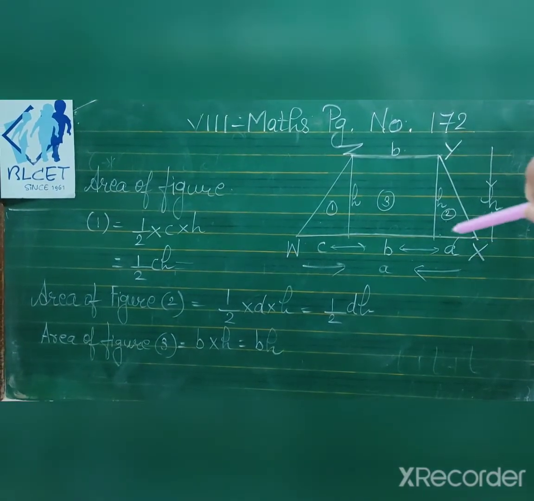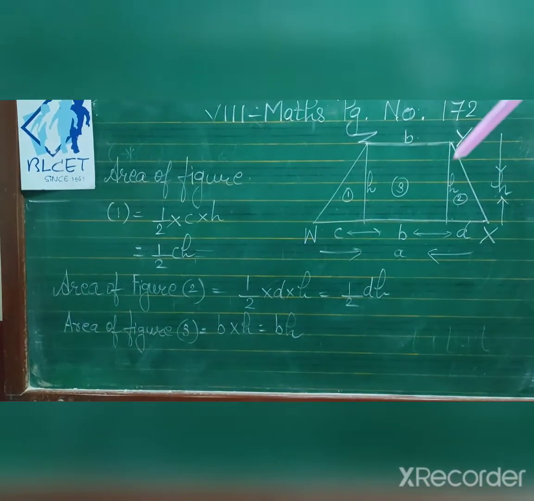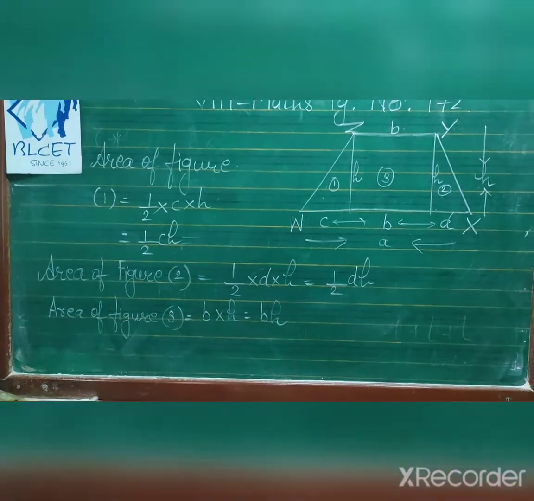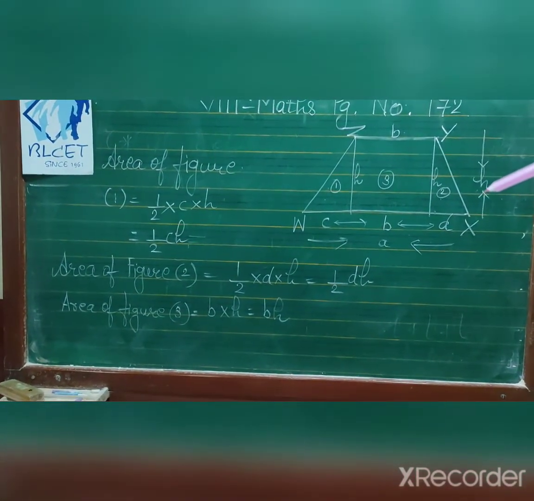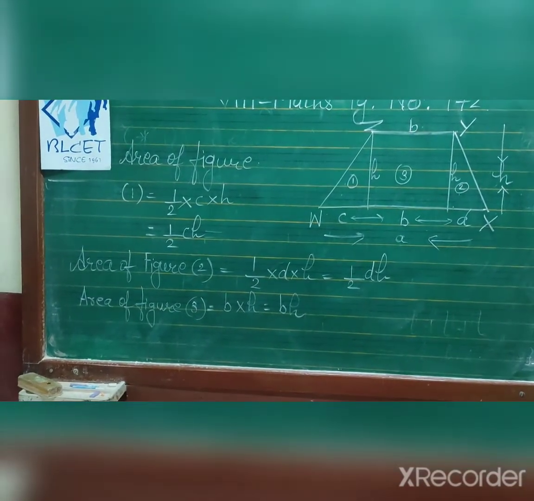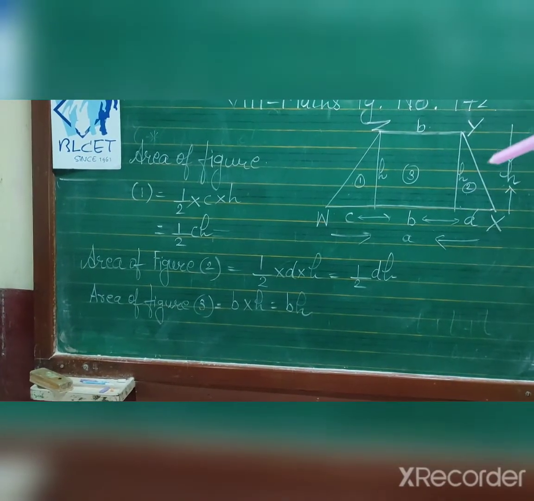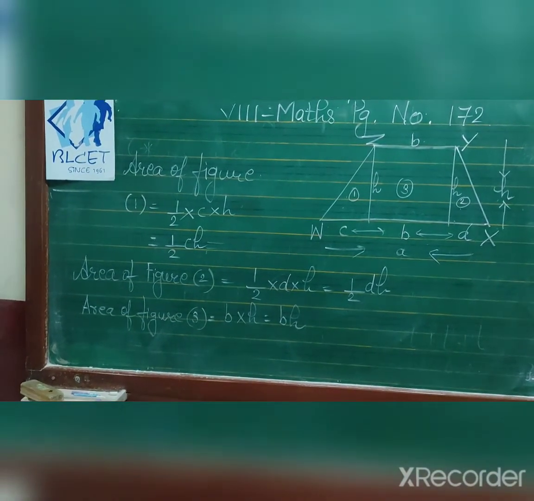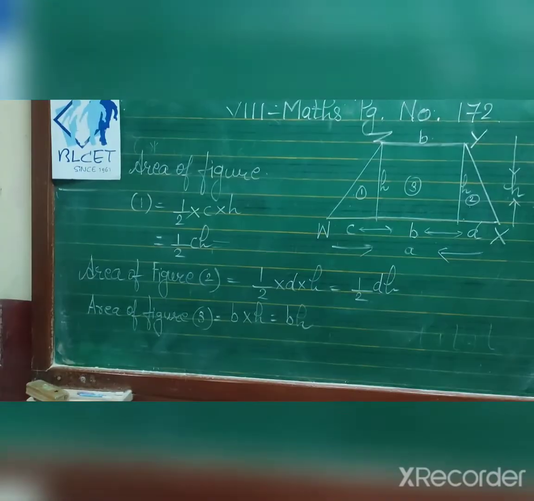Here this is D, and this is A. Now from the figure, area of figure number 1: base into height, so half into C into H, a right angle triangle is there. Figure number 2: half into D into H, half DH. And area of figure number 3: base into height, BH. Now total area: half CH plus half DH plus BH.